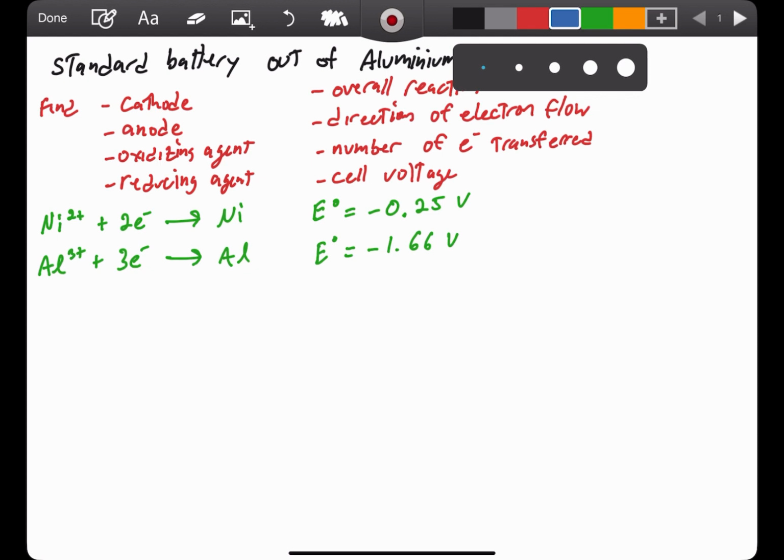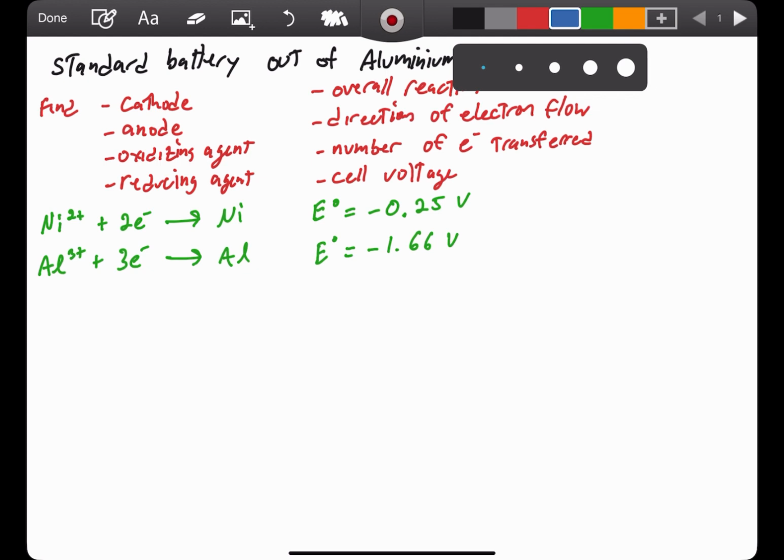Now, we weren't told the charges, but luckily these two elements pretty much only form these two charges. It is possible to have nickel in a +1 state, but it's pretty rare. So we just go ahead and default to the most common here, which is nickel 2+.